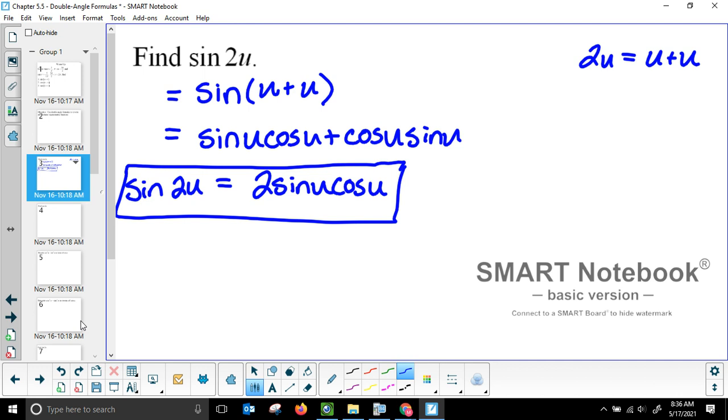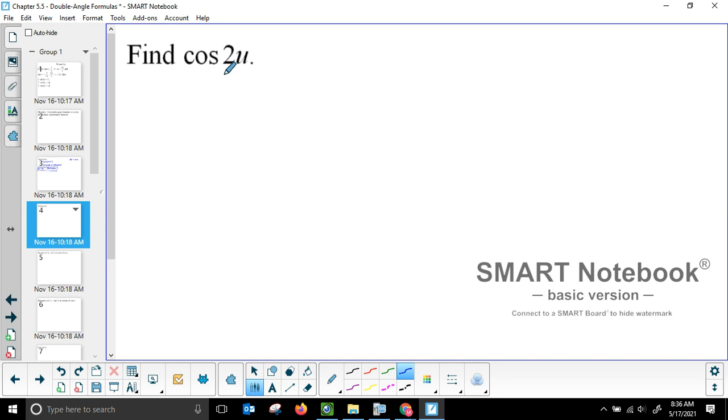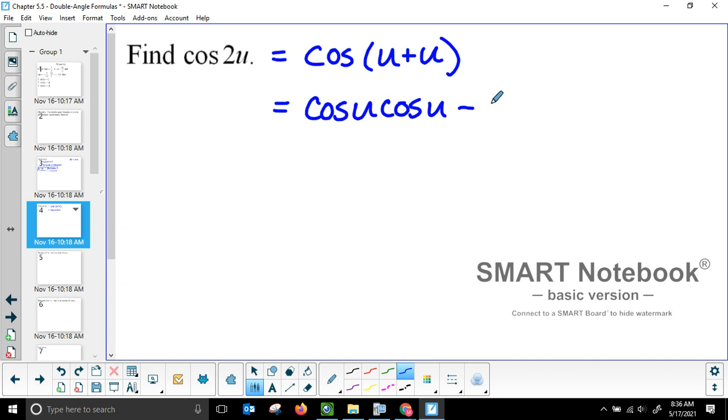All right, let's talk about cosine of 2u. Again, we can think of this as cosine of u plus u. Well, we have our sum formula for cosine, right? So here we will have cosine u cosine u minus sine u sine u.